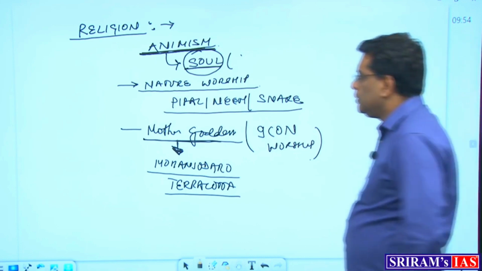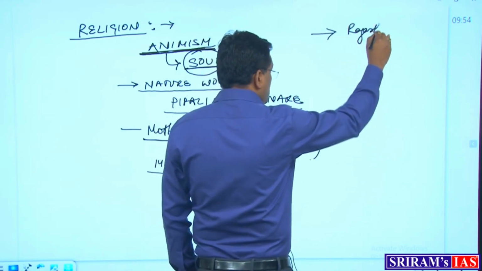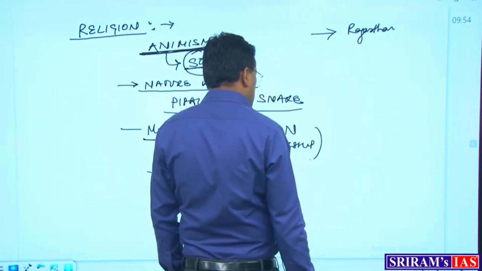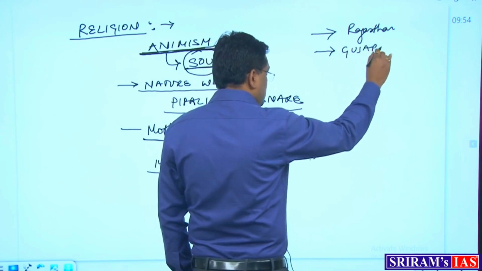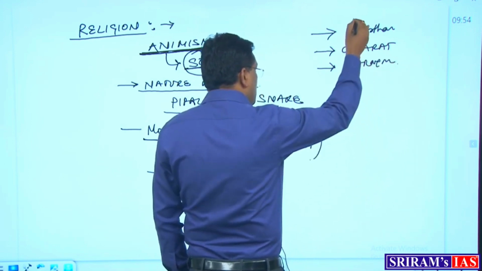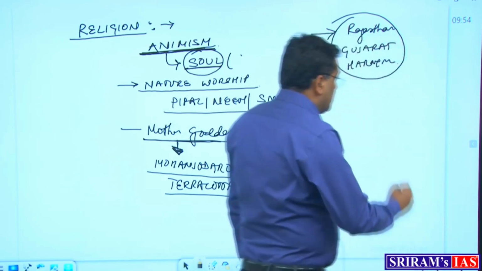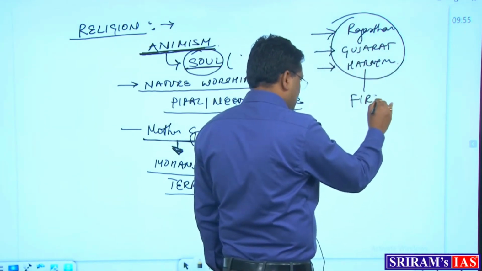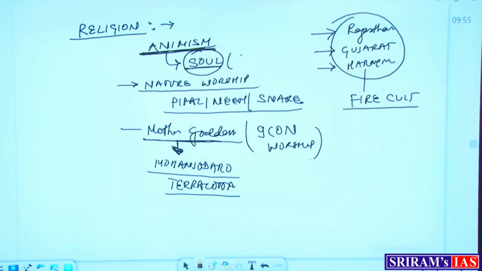But the religious life of the Harappan settlements in Rajasthan, Gujarat and Haryana was different. They believed in fire cult.